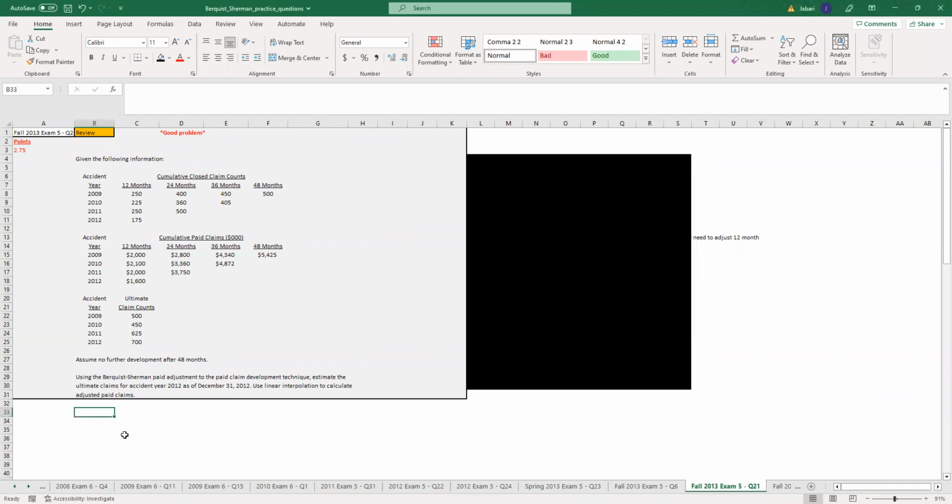All right, so for this one, we're going to need to use disposal rates because it is that BS paid claim development technique or paid adjustment technique. So that's the first thing that we will do, disposal rates. So I'm just gonna copy this guy down here.